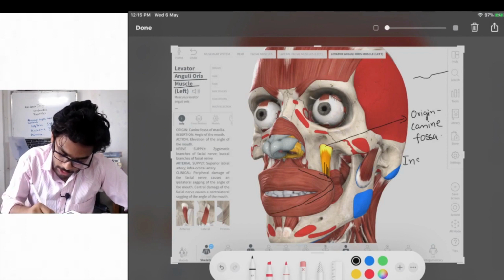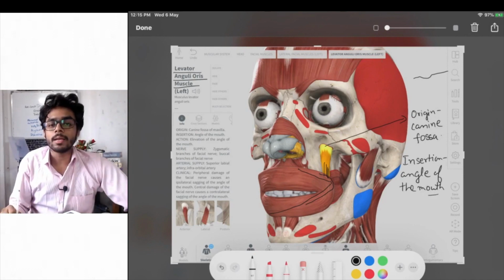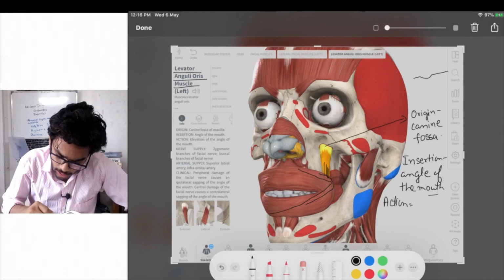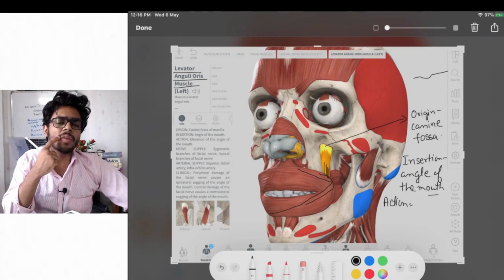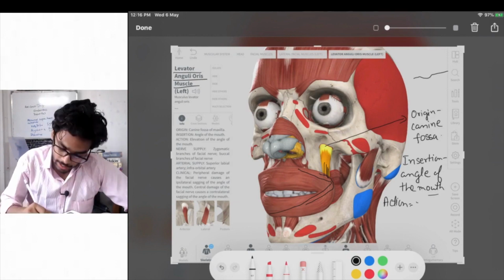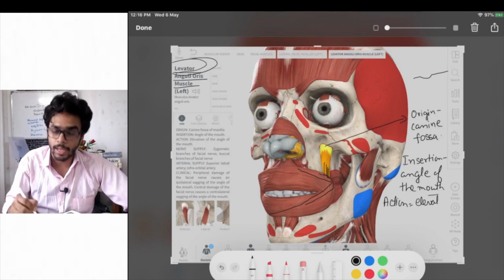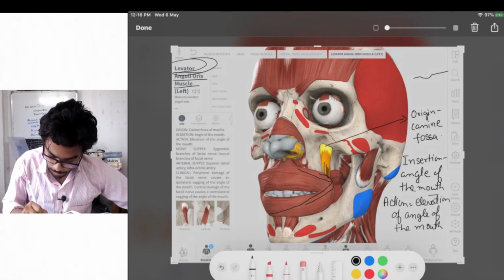Insertion is at the angle of the mouth. Am I clear? And what is the action? The action is clear itself. Elevation of the angle of the mouth, like this. So this is the angle of the mouth and it gets elevated. Why? Due to this levator anguli oris. Since it is a levator, therefore it will do elevation. Elevation of which part? Angle of the mouth. Am I clear?